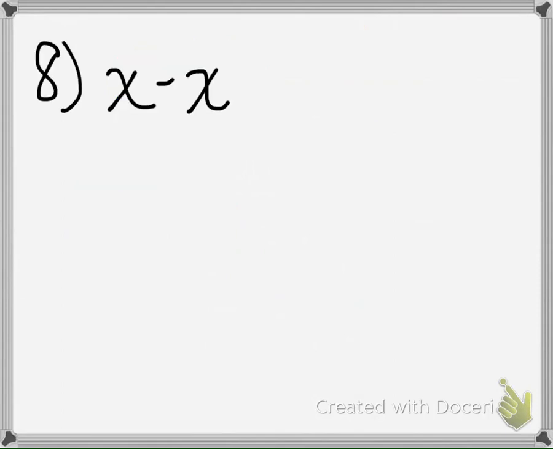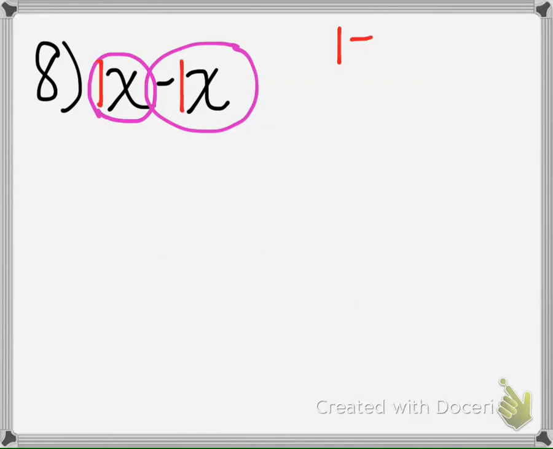Okay, example 8, these both have x's, so we could put this one and this one together. And so they don't have coefficients written there, so we know it's an implied 1. So if we solve 1 minus 1, we get 0x.